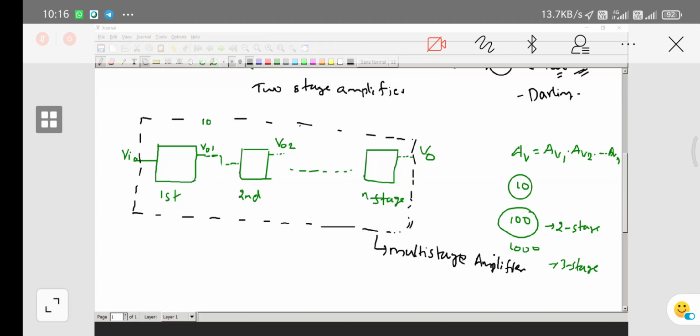Okay. So let us see the advantages as well as the disadvantages of this type of multi-stage amplifiers.